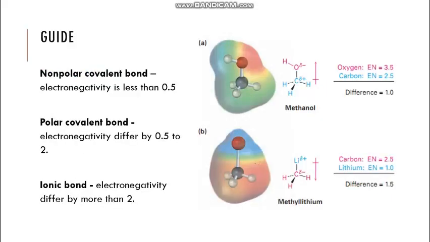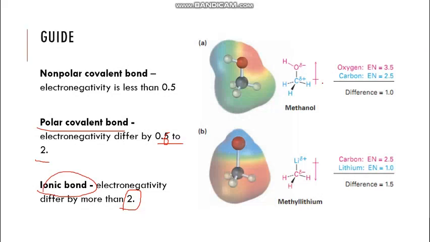So here is a guide for identifying the type of the bonds. If the electronegativity difference is less than 0.5, we would consider the bond as nonpolar covalent. If the electronegativity differs by 0.6 to 2, that is a polar covalent bond. But if the electronegativity differs by more than 2, we would consider that bond as ionic.